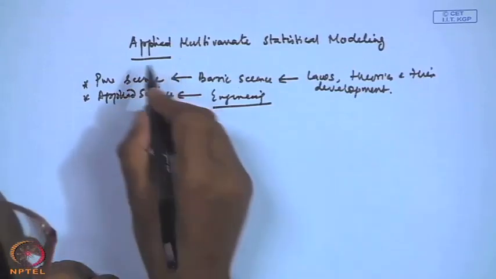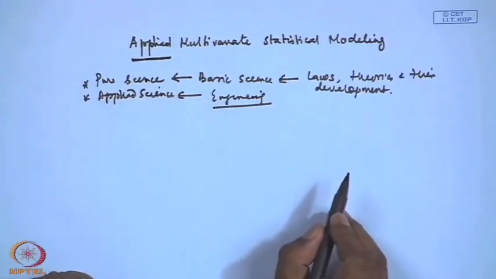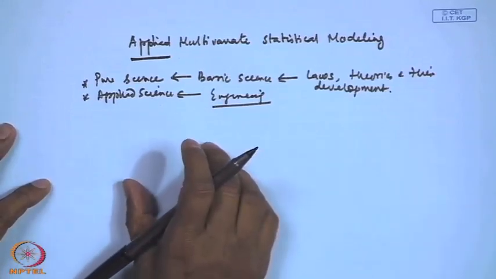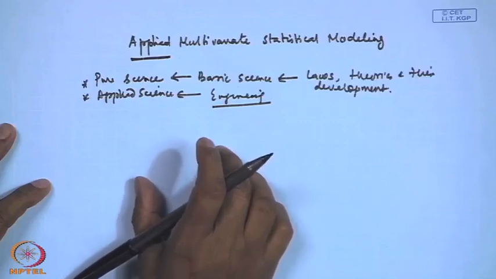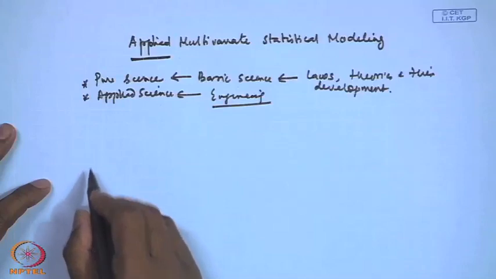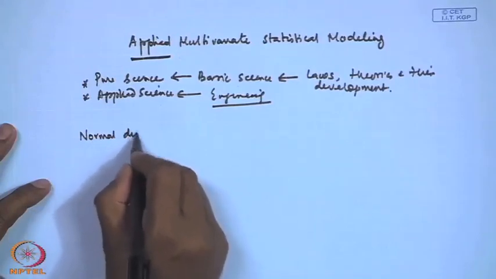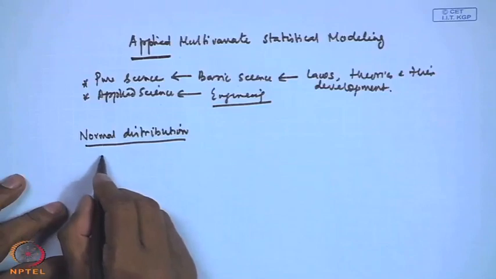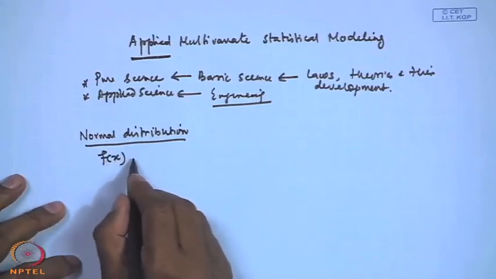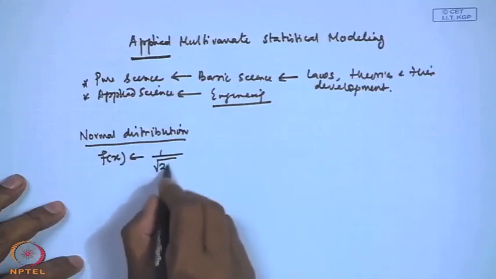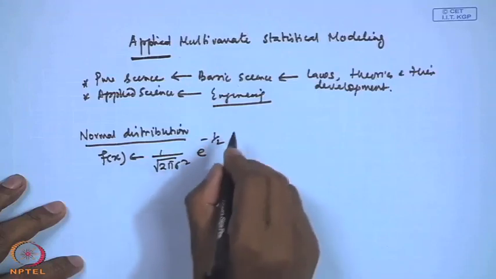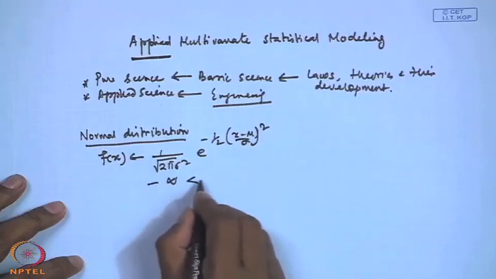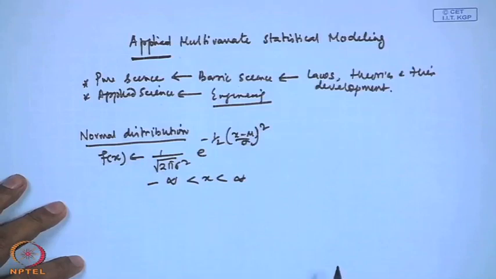Now, when I talk about applied statistics, what do we mean? I am assuming that you have knowledge of preliminary basic statistics, for example, normal distribution. If you know normal distribution, then you also know the probability density function f(x), which is 1 by root over 2 pi sigma square, e to the power minus half ((x minus mu) by sigma) square, where x varies from minus infinity to plus infinity.